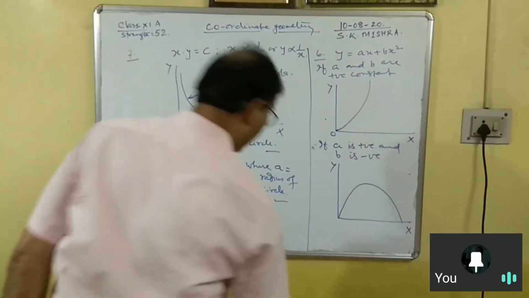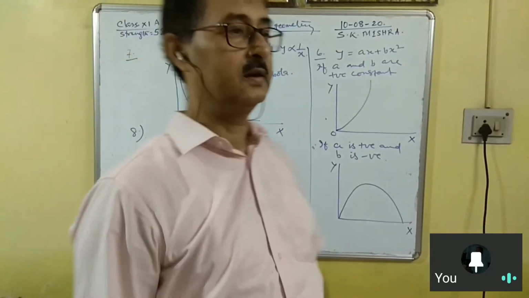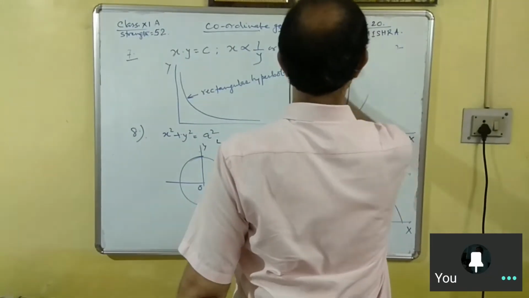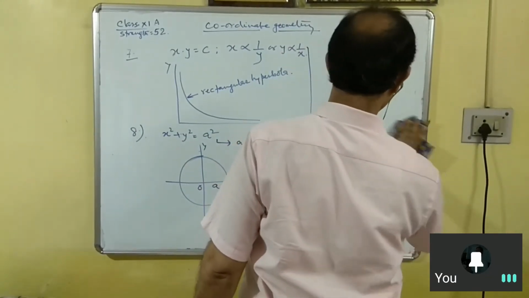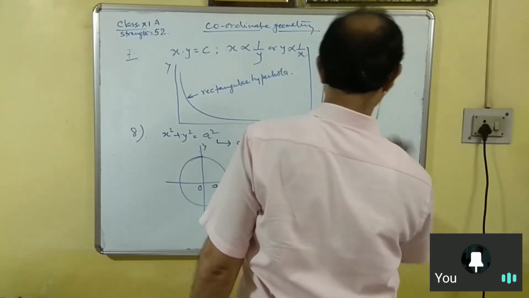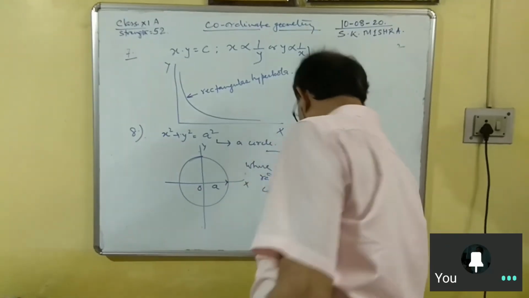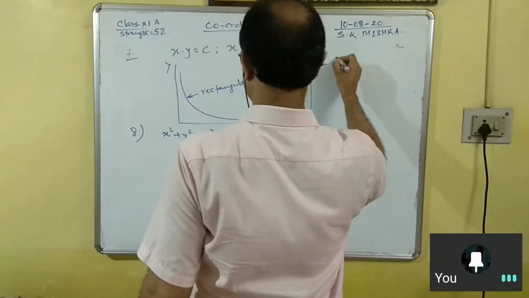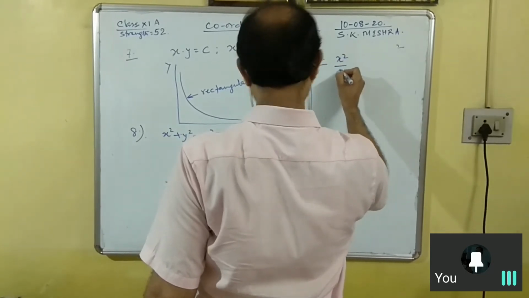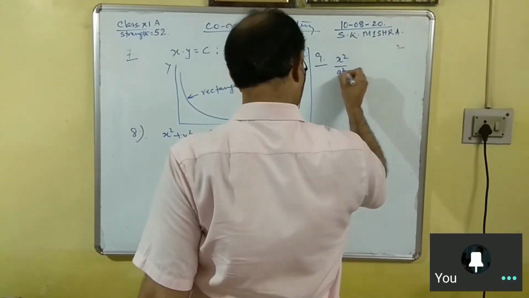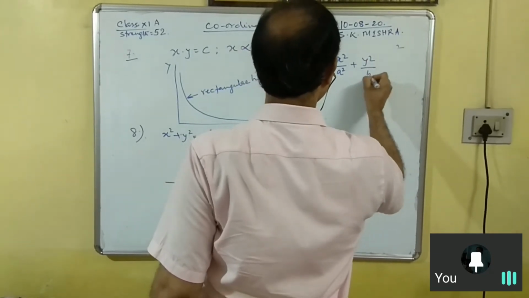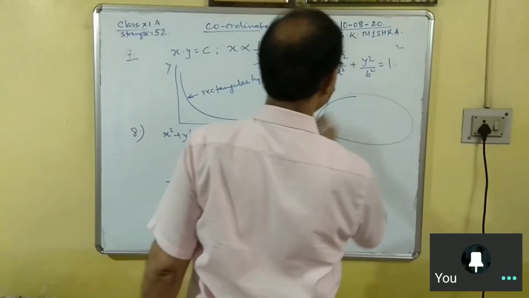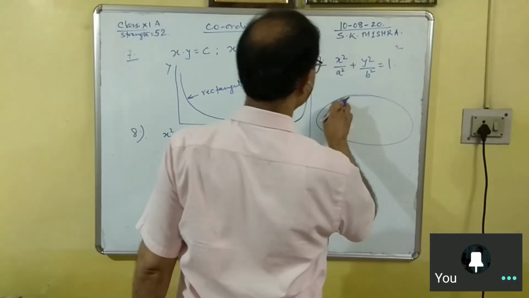Now the equation of an ellipse. You know, Earth revolves around the sun in an elliptical orbit. An ellipse has two foci. A circle has one focus, that is the center, but in case of an ellipse, it has two foci. So if it is x square by a square plus y square by b square is equal to 1, then it represents an ellipse. Ellipse means it has two radii.